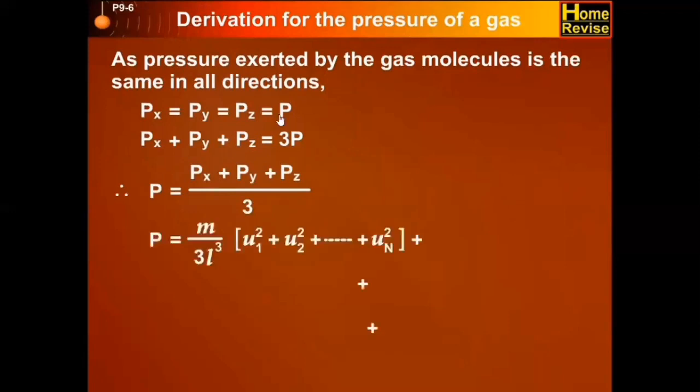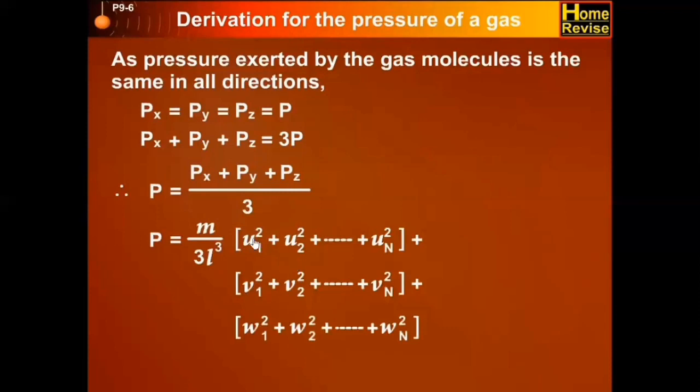That is called p, and the three pressures are equal to 3p. Then p is equal to the pressure of all directions summed, divided by 3. Then we get the total pressure P is equal to m by 3L cube, times the initial velocities in the directions of x, y, and z.